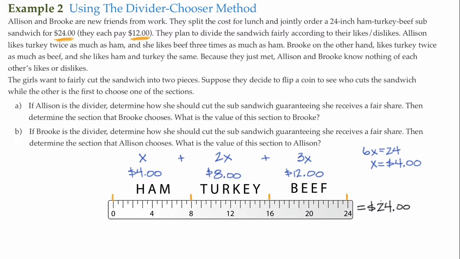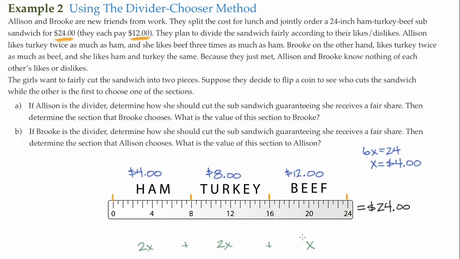And we'll do the same according to Brooke. Brooke likes turkey twice as much as beef, and she likes ham and turkey the same. So I don't know how much she likes the beef or what's the cost of the beef, but we'll label it as X. And we know she likes turkey twice as much as beef, so we'll make this 2X. And she likes ham and turkey the same, so if the turkey is 2X, so is the ham. And we do the same thing if we add these portions together. They have to come out to be $24.